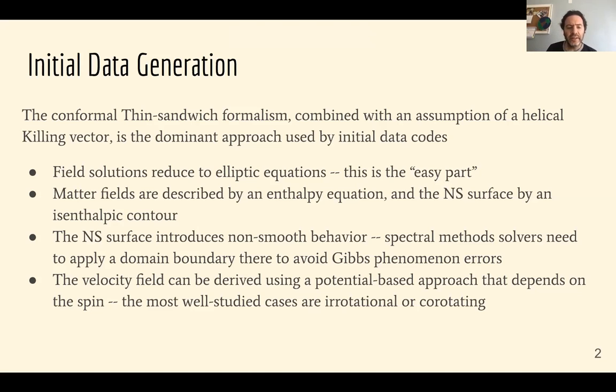And finally, when you're doing hydrodynamics, you need some kind of equation to solve for your velocity field based on some assumption of what the velocity field of the neutron star should be. Lorene employs a potential-based approach, especially for irrotational configurations, that can either work with co-rotating stars, which is in some ways the easiest case, or irrotational stars, which is thought to be the physically motivated case.